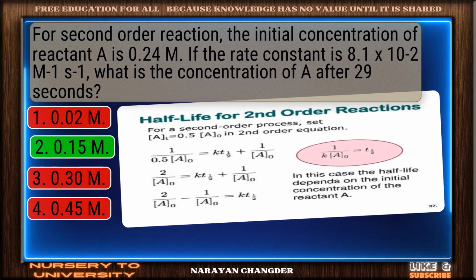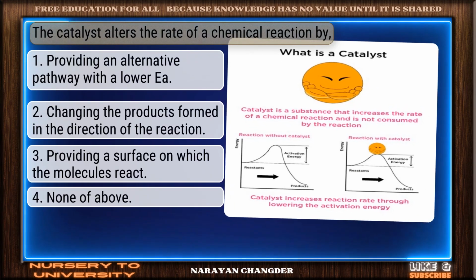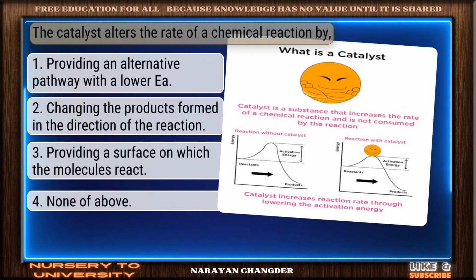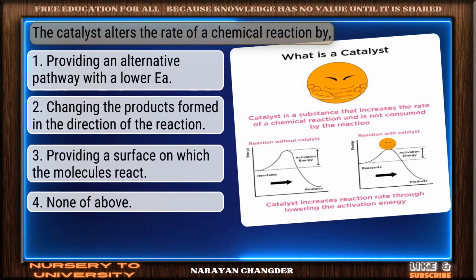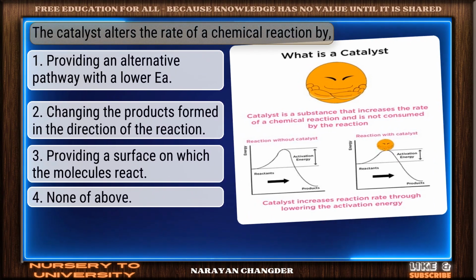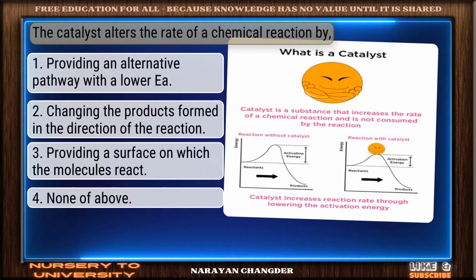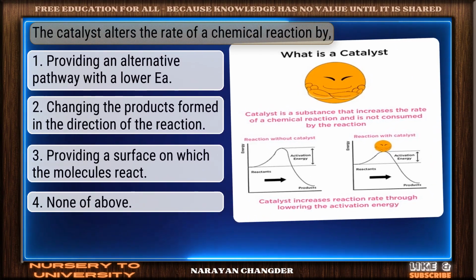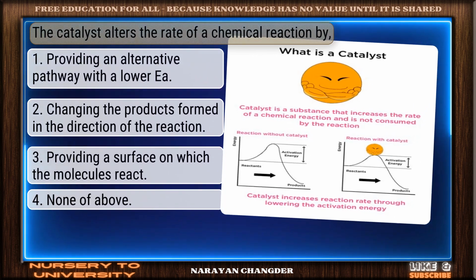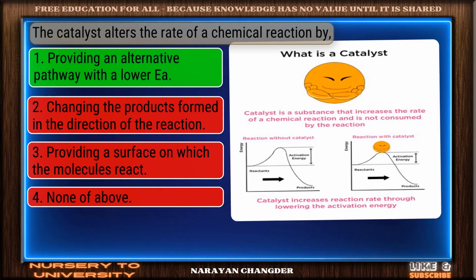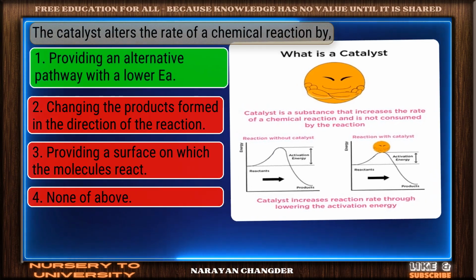Right. The catalyst alters the rate of a chemical reaction by: Option 1, providing an alternative pathway with a lower Ea. Option 2, changing the products formed in the direction of the reaction. Option 3, providing a surface on which the molecules react. Option 4, none of above. Nice, providing an alternative pathway with a lower Ea.